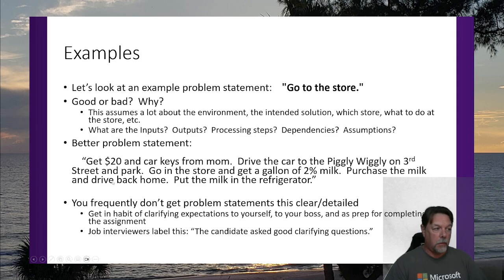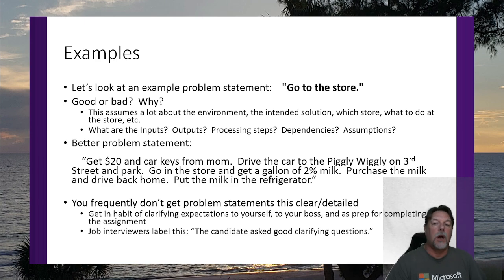As we discussed, there's probably a lot of assumptions being made here. So here's a better problem statement. Get $20, get the car keys from mom, drive the car to the Piggly Wiggly on 3rd Street, and park the car. Go into the store and get a gallon of 2% milk. Purchase the milk and drive back home. Put the milk in the refrigerator. I could have probably been more explicit and added more steps.